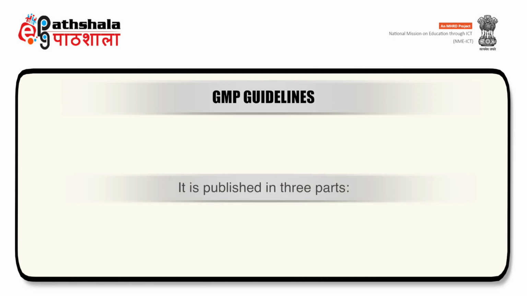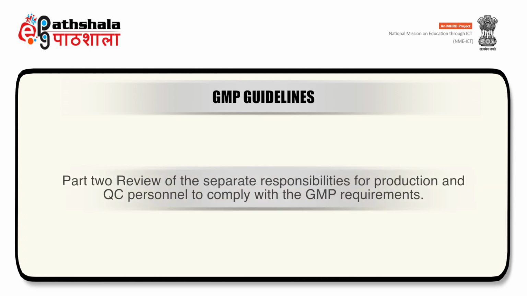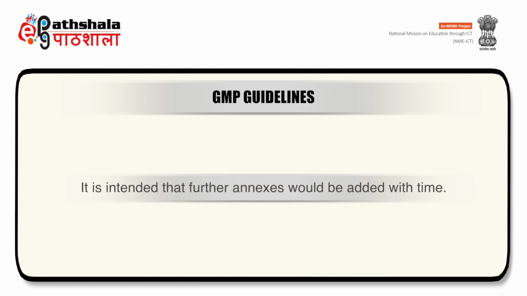WHO guidelines are published in 3 parts. Part 1 consists of general approach to quality assurance and main elements of a GMP system. Part 2 comprises of review of the separate responsibilities for production and QC personnel to comply with GMP requirements. Part 3 comprises of the annexes or supplementary guidelines for manufacturing of sterile pharmaceutical products and GMP for active pharmaceutical ingredients. It is intended that further annexes would be added with time.